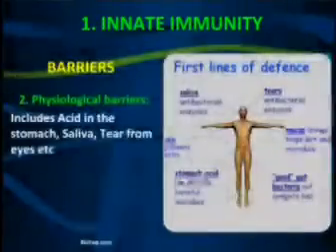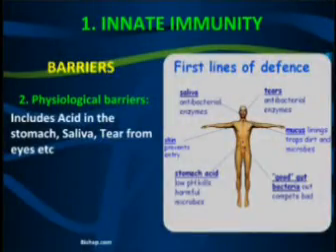The second barrier is the physiological barrier. Here you can see it includes acids found inside the stomach, saliva and tears from the eyes. They all kill the microorganisms and do not allow them to go inside the body.